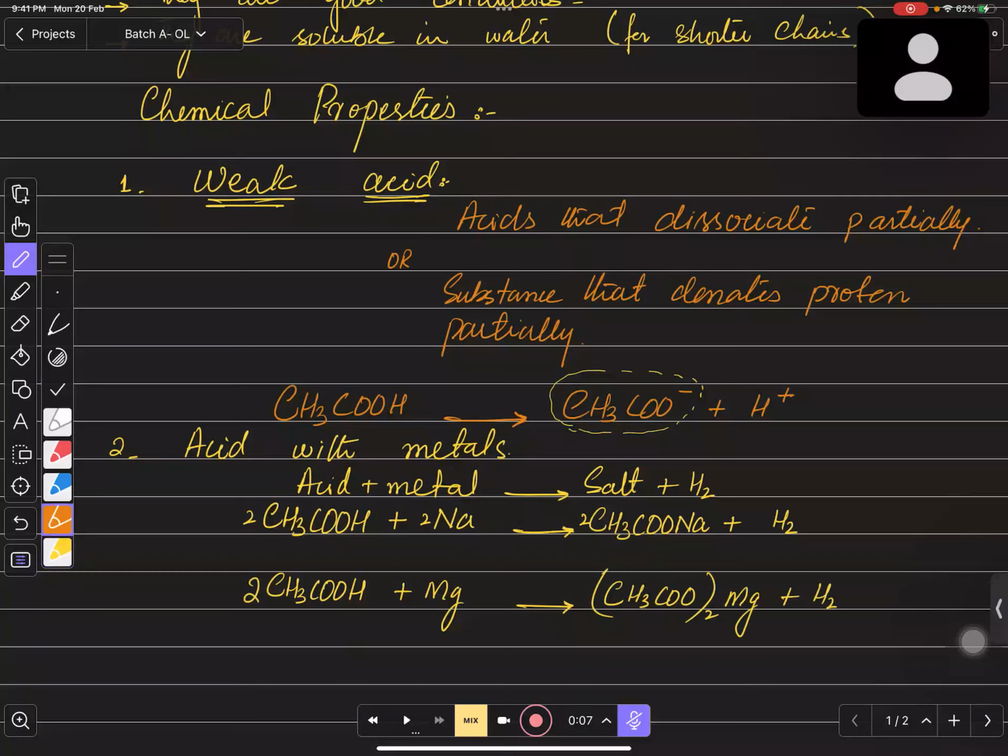And also you need to know the names of these compounds. This is sodium ethanoate. You can name this as sodium ethanoate, and this is actually magnesium ethanoate. ठीक है बच्चों?